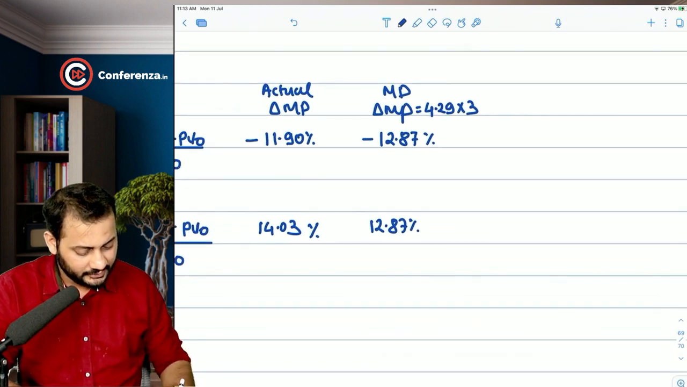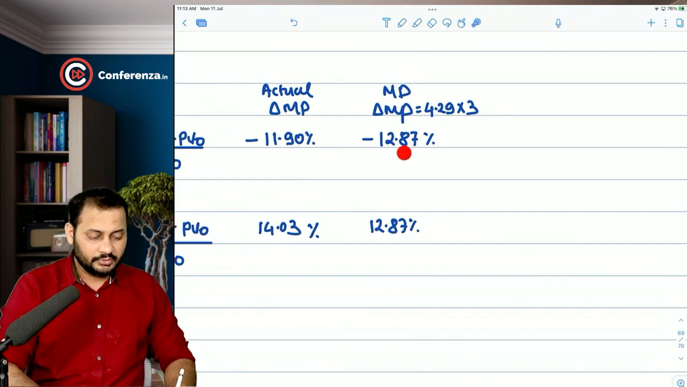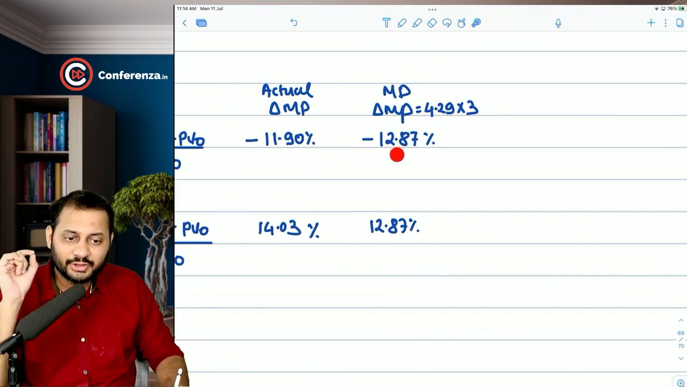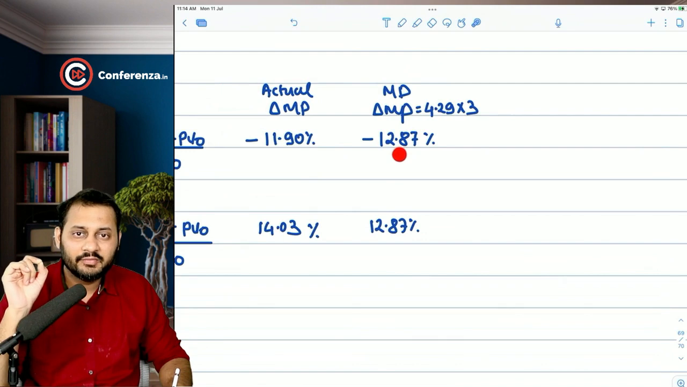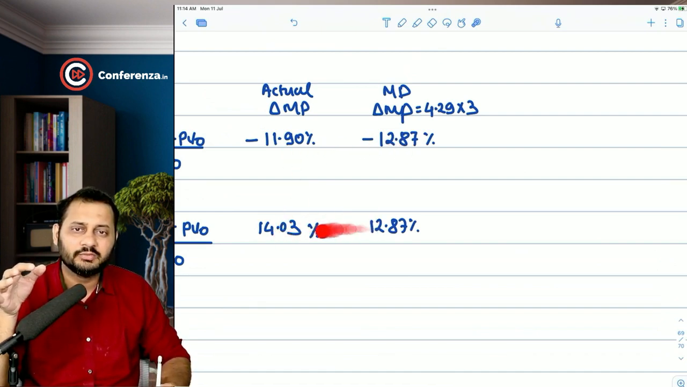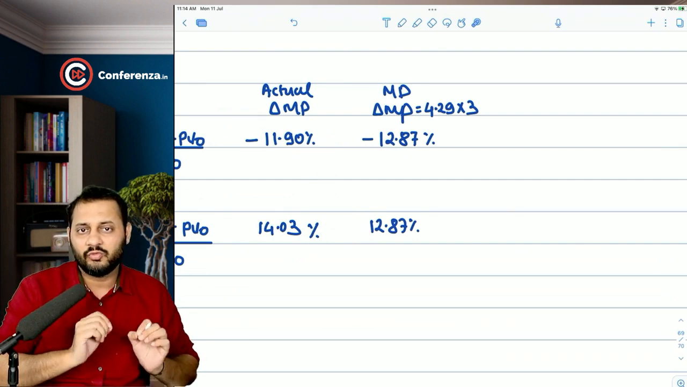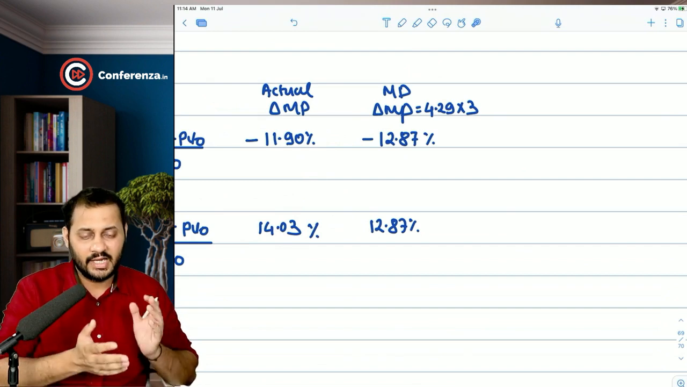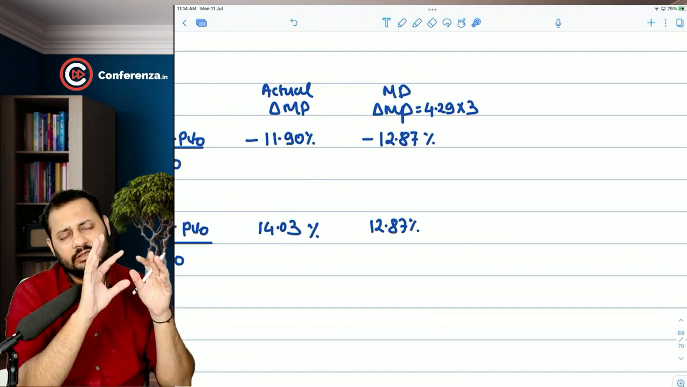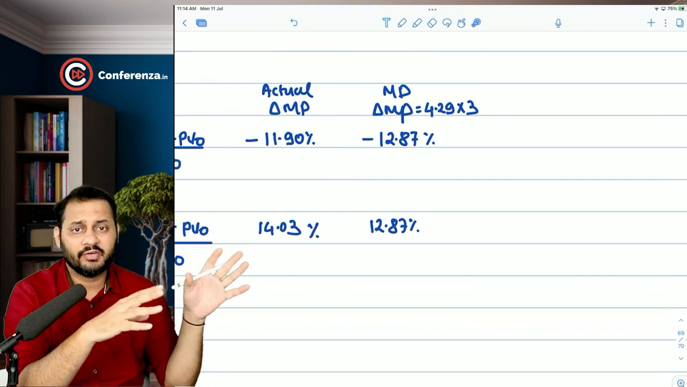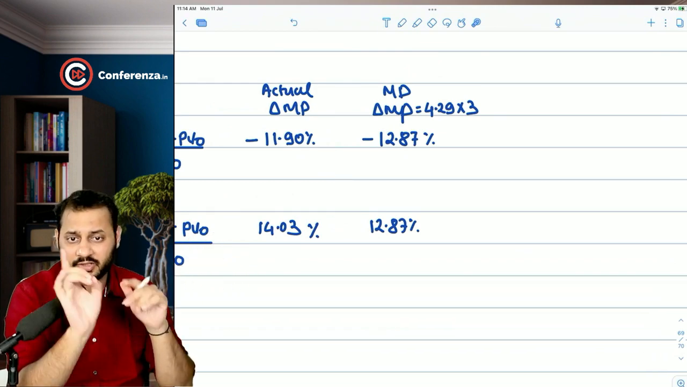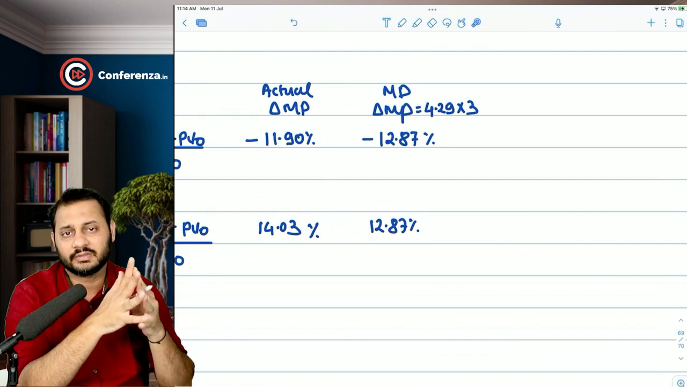But now you can clearly see there is a difference. Modified duration is not giving us the correct answer. Do you agree with this? Because the actual change in the market price is 11.90. You can see almost 1% of the difference is there. And in this case also almost 1 point something percent of the difference is there. So that's what the concept is. Till now, we have just proved that modified duration doesn't give us the correct answer.